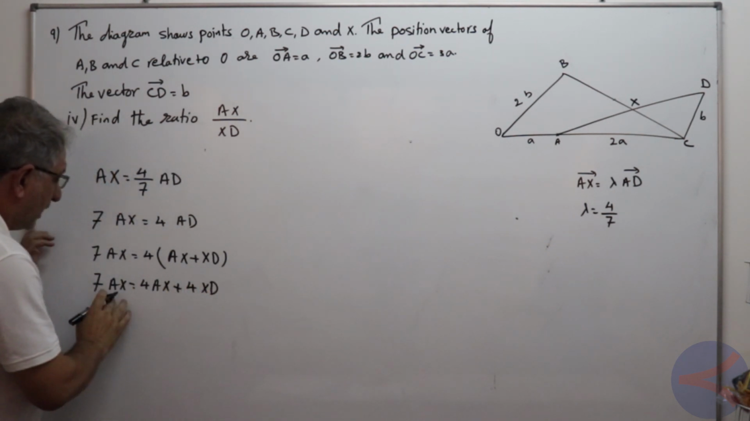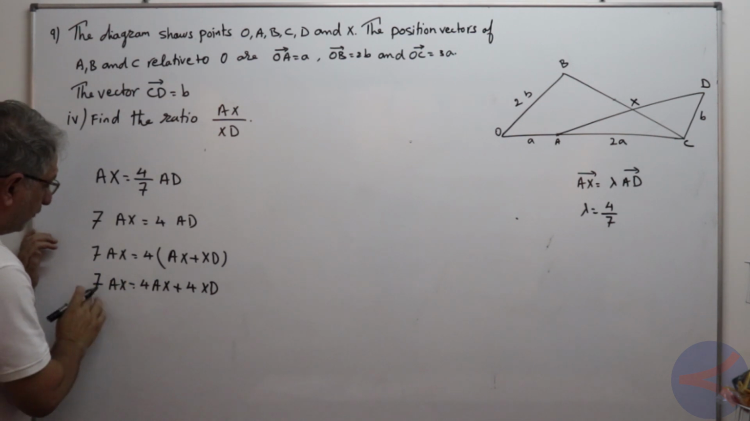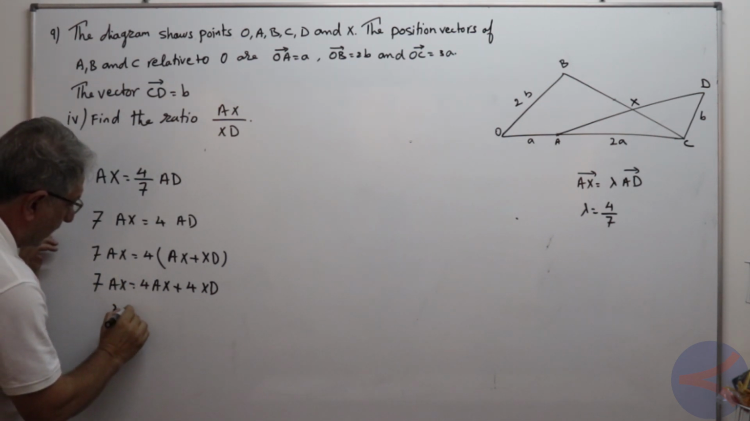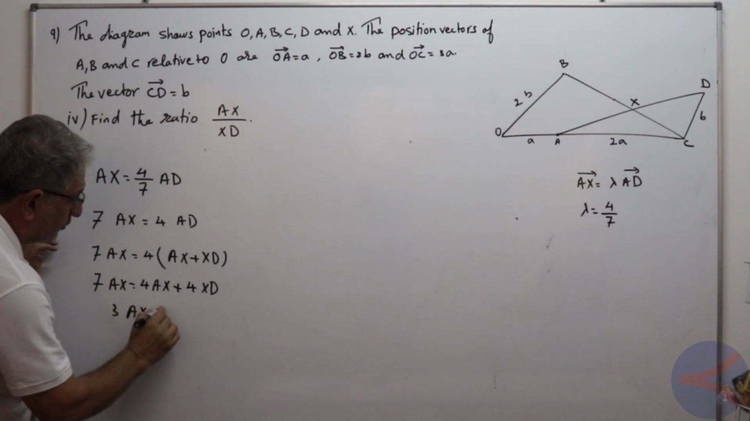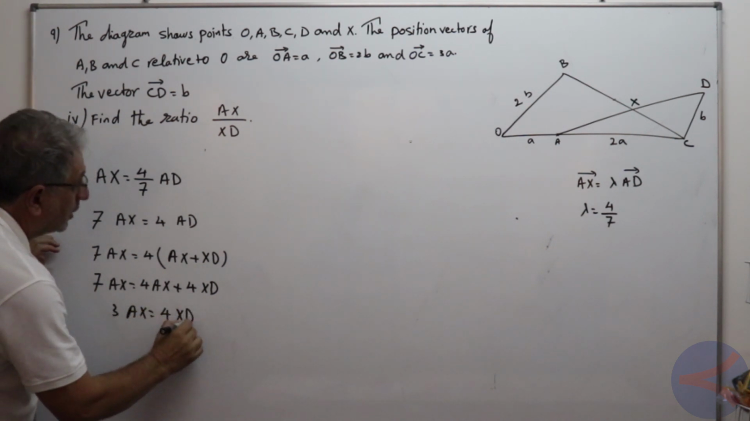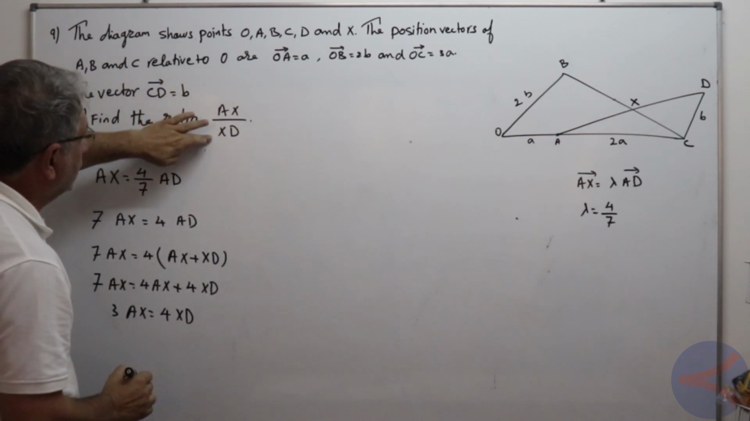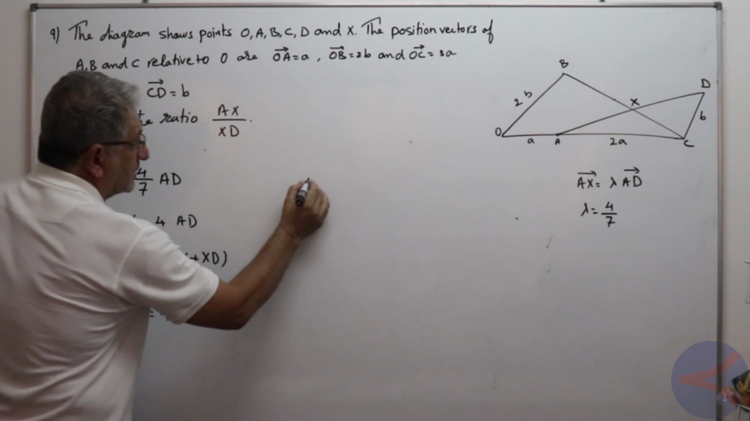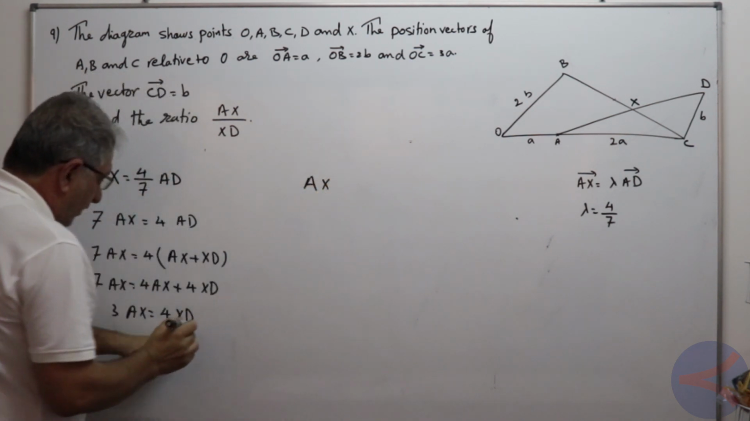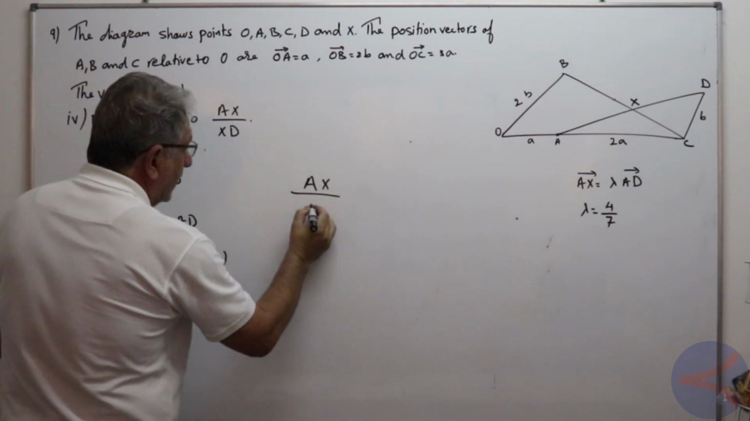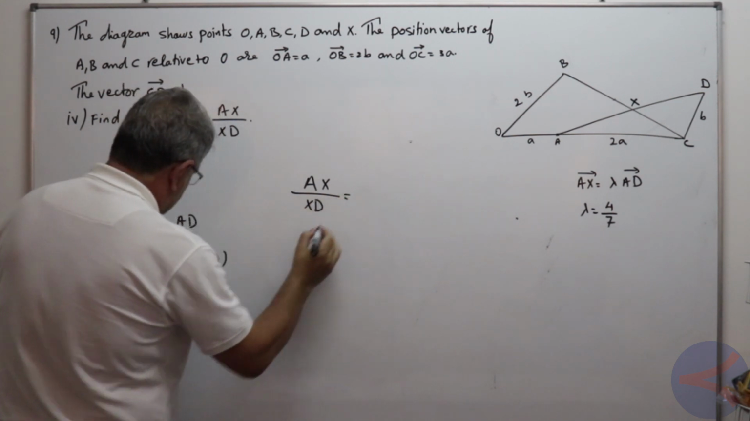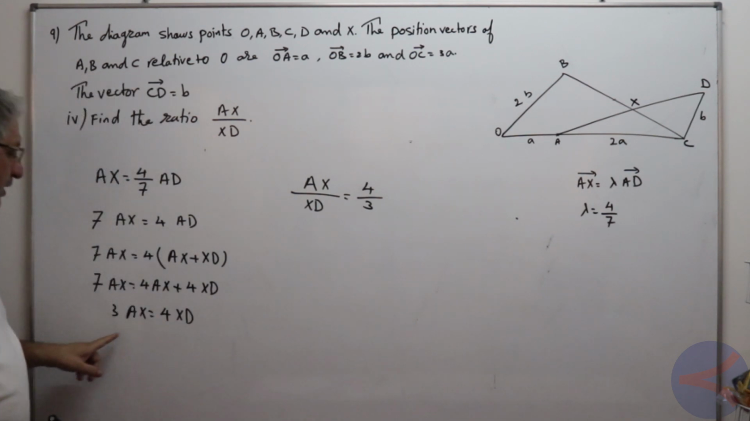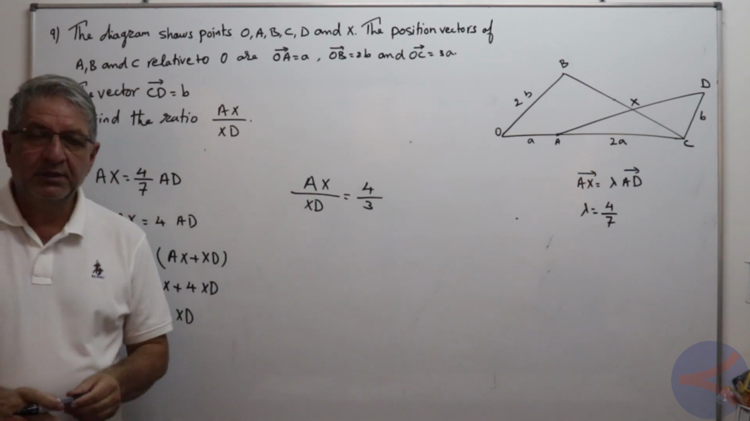You can bring this side, you subtract this from this, 7 minus 4, you're going to get 3AX is equal to 4XD. Now you want the ratio of AX to XD, therefore this should remain in the numerator, therefore AX, you divide this side, you are going to get XD here, and then this will be 4 divided by 3. The ratio is 4 by 3.